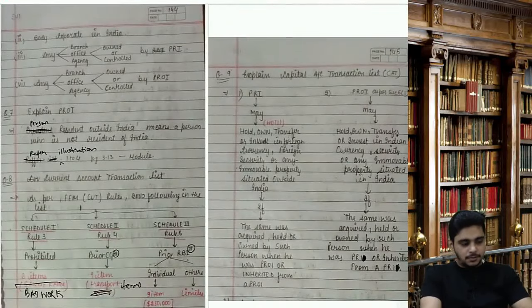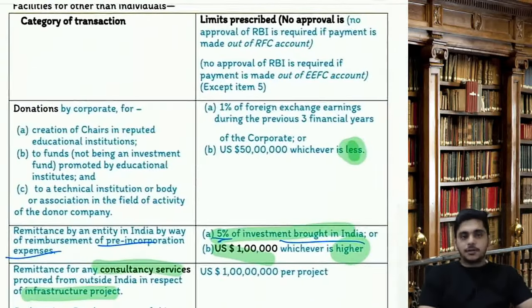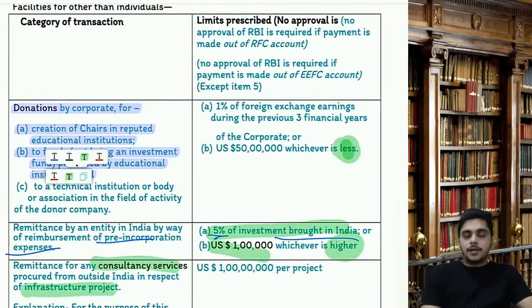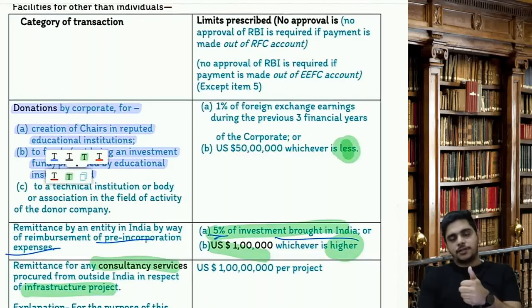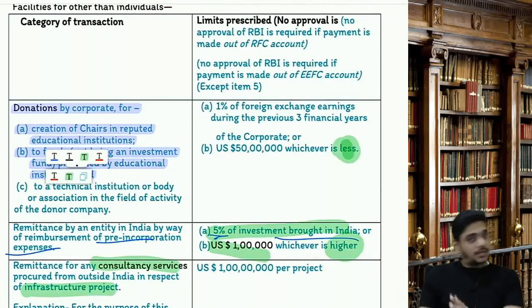Then, five limits for other than individuals. First one, donation by corporate. How much can you give? 1% of foreign exchange earnings of 3 years or $50,00,000, whichever is less. Up to this amount you can give. If you go beyond that, you require RBI approval. However, approval is not required if the payment is made out of RFC and EFC.